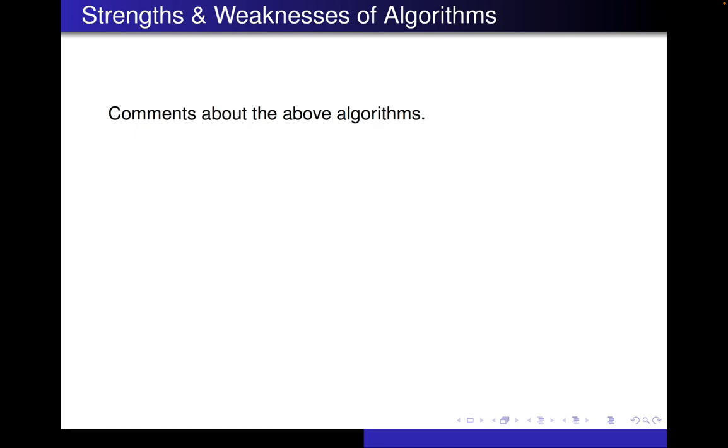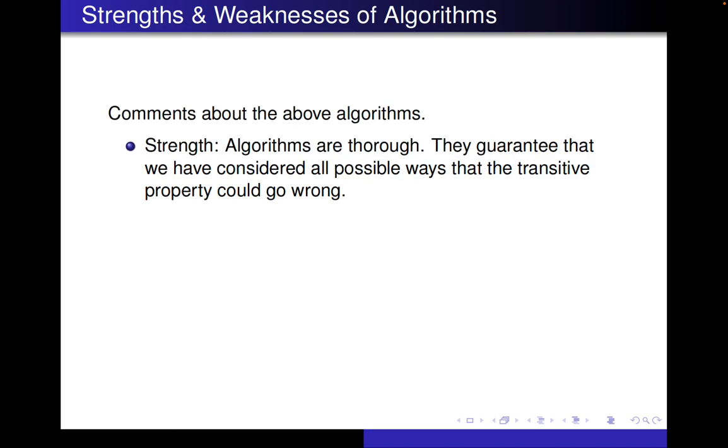So I want to say a couple things about the above algorithms, because always, even as computer scientists, whenever you have an algorithm, there are some things that are important for you to look at in terms of implementing them. So as a strength, the algorithms are very thorough. They make sure that we get all the arrows that we need to make it have the transitive property. We consider all possibilities, all the ways that can go wrong. It always gives us an accurate outcome.